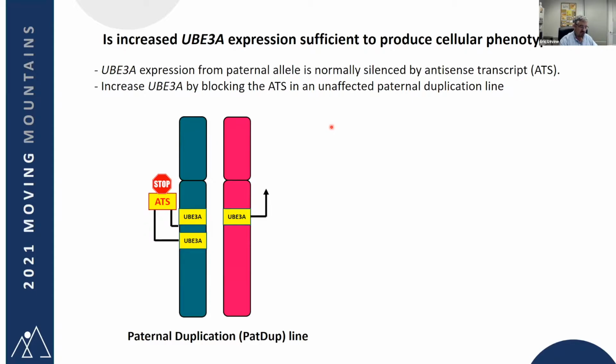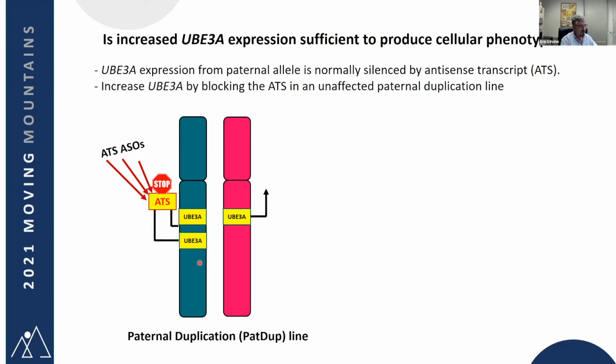In other words, if you just increase UBE3A, will you see these phenotypes, or is there actually involvement of other genes that may be important as well? So to do this, we're actually going to take advantage again of antisense oligonucleotides, but instead of targeting UBE3A directly, we're going to target this ATS, this antisense transcript. This is the transcript that's responsible for silencing UBE3A expression from the paternal allele. So if we target ASOs against this antisense, we can unmask expression of UBE3A from the paternal allele.